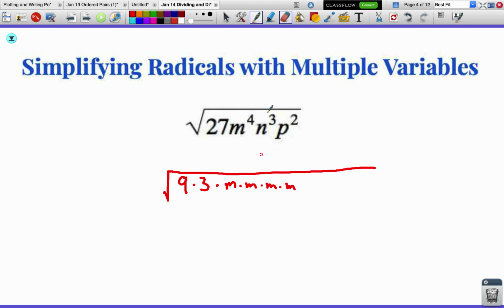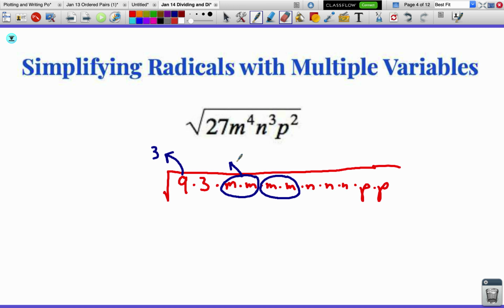It's just m to the 4th, write out 4 m's. N cubed, write out 3 n's. And then p squared, write out 2 p's. All right, now this is a square root. So to get out of it, you can either be a perfect square, like this 9, which will become a 3, or you can make groups of 2. So I'm going to circle off groups of 2 of the same thing.